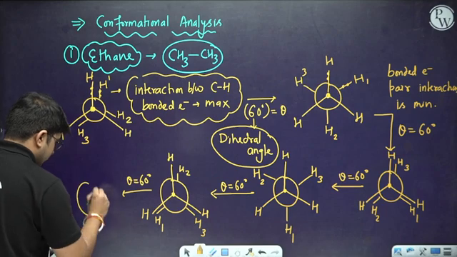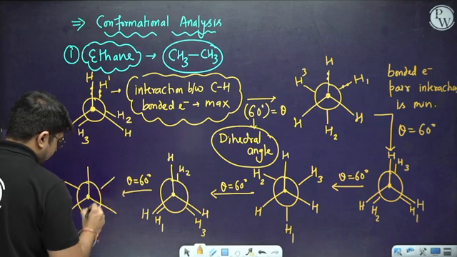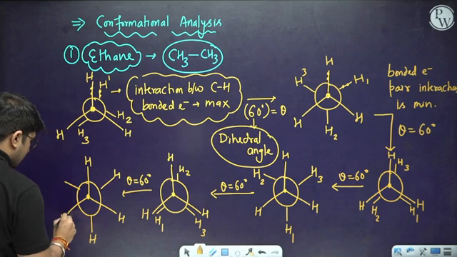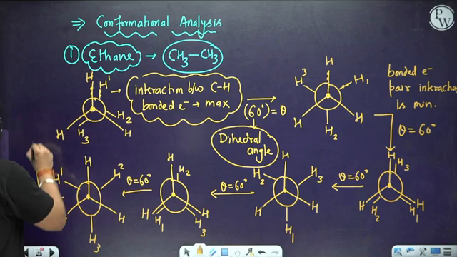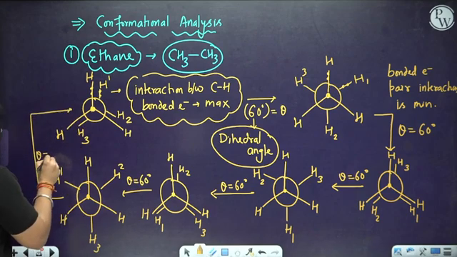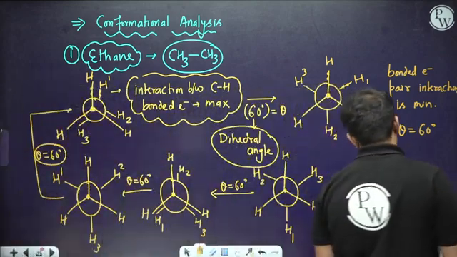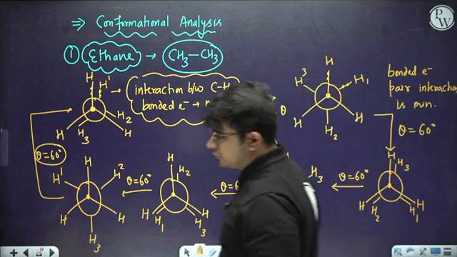So you can say that we have the structure like this. Again we have the structure like this. So this is H, H, H, H, H and H. This is 1, 2 and 3. And after again theta is equal to 60 degree, I'm going to reach the initial position. Okay. So you can see this is the bond rotation, free rotation along the carbon-carbon sigma bond. Okay. Now there are a few important points which you need to understand.